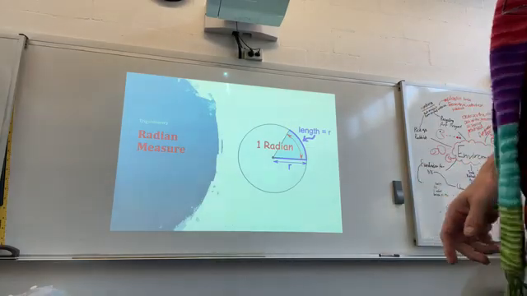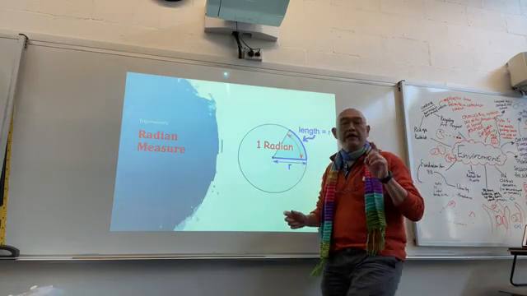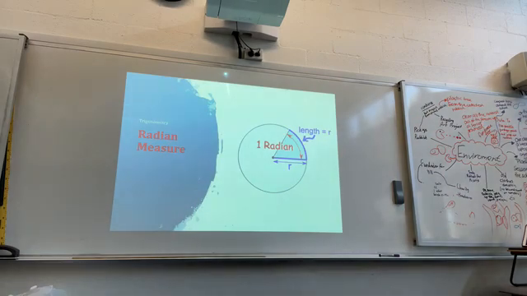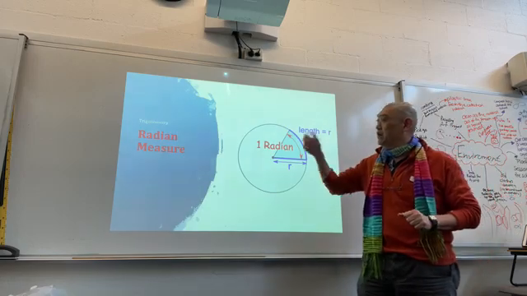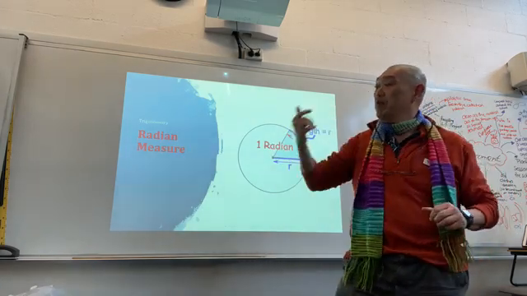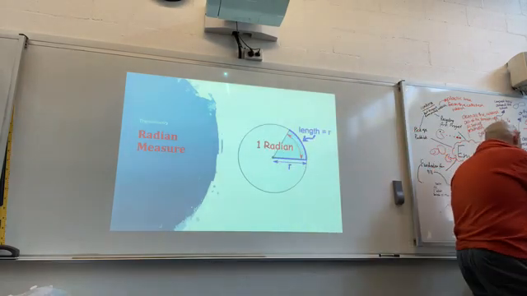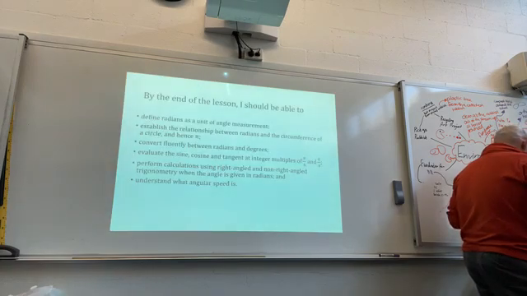So what we're going to do today is look at radian measure instead of degrees. You must know how to use radians or degrees with your class pad. I'm going to show you how to do it in a few minutes. We're going to talk about the definition of radian, how we convert radians to degrees and back, and we'll look at angular velocity as well.